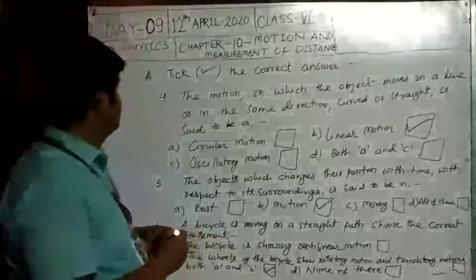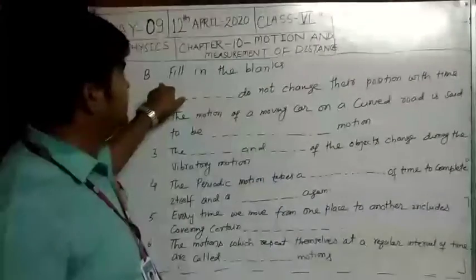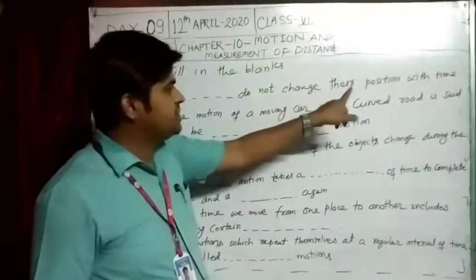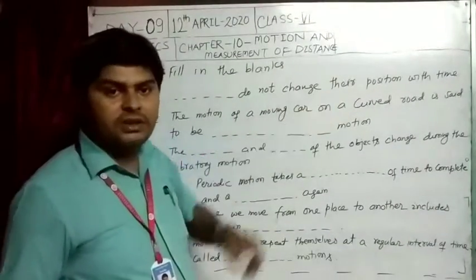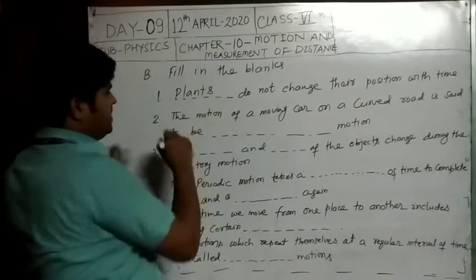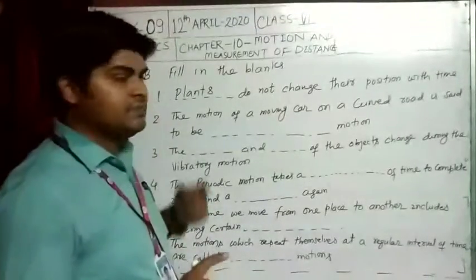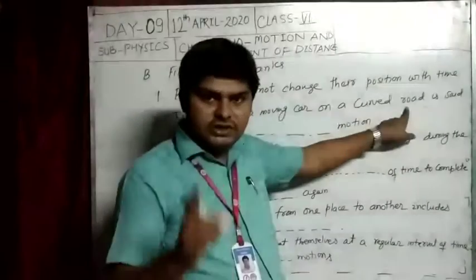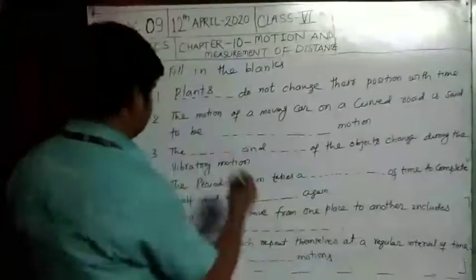Okay. Now let us see question B. Fill in the blanks. Question 1: plants do not change their position with time. All living things change their position with time. The motion of a moving car on a curved road is called curvilinear motion, not circular. So it is called curvilinear motion.